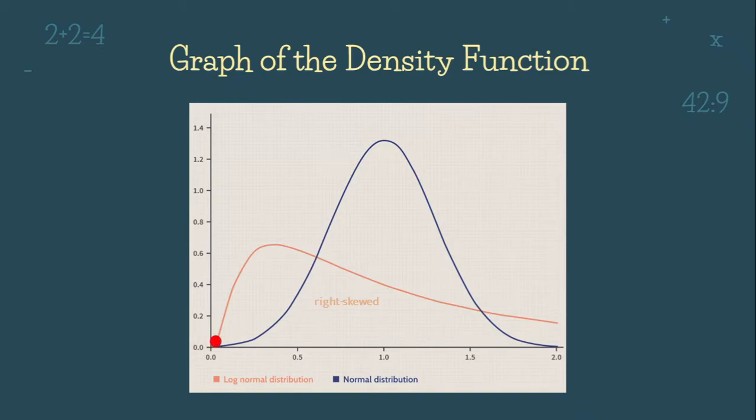Makikita natin ito dito. Pwede rin itong tawaging positive skew because as you can see, it has a long right tail. So, andito yung long right tail niya, makikita naman natin. Compared to the normal which is a bell curve and is symmetrical. So, yan lang naman yung difference ng graph ng log-normal at ng normal distribution.